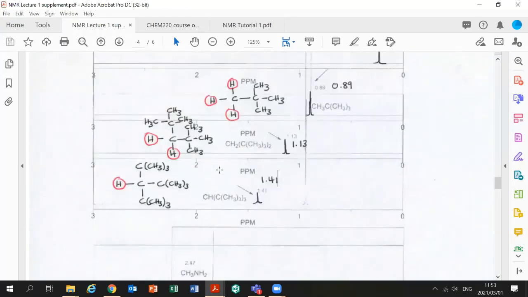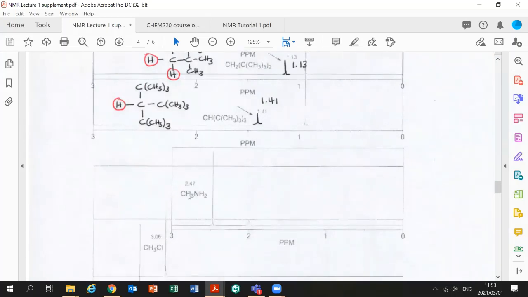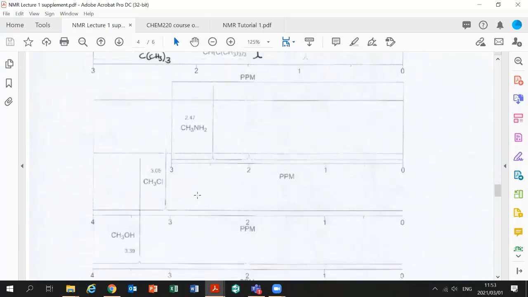So a carbon with 3 hydrogens. Then I've got a carbon with 3 hydrogens. When I had the carbon group around it, it was 0.89. Now when I got the nitrogen around it, it's 2.47. Can you see the effect of de-shielding here because of this electronegative nitrogen?